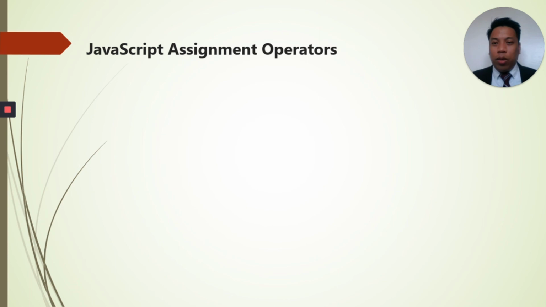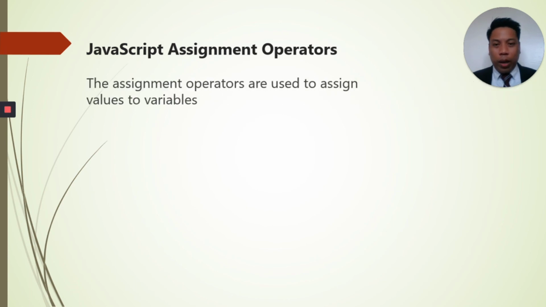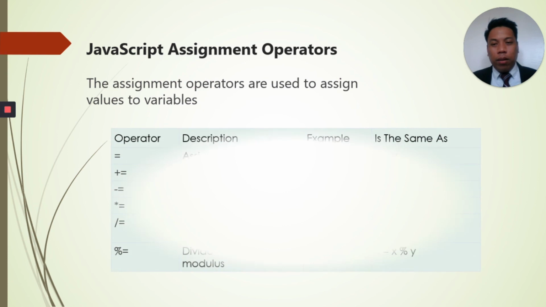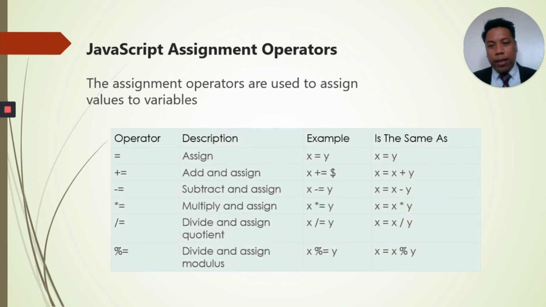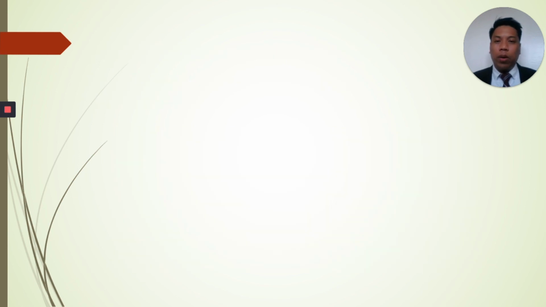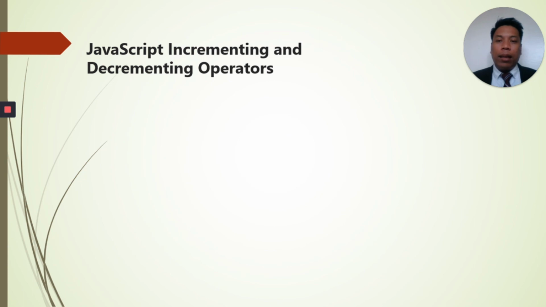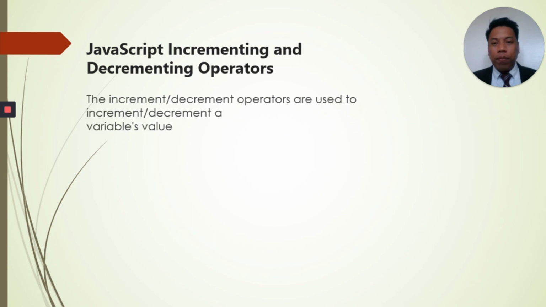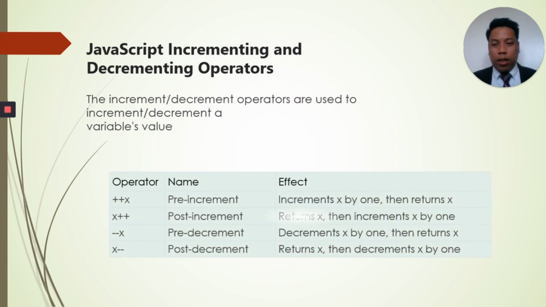Okay? We also have the assignment operators. Here we assign values to variables. Here are the sets of operators: assign, add and assign, subtract and assign, multiply and assign, divide and assign quotient, divide and assign modulus. Aside from the assignment operators, we also have the increment and decrement operators. These are used to increment and decrement a variable's value. These are the symbols, the operators. We have the pre-increment, the post-increment, the pre-decrement, and post-decrement.